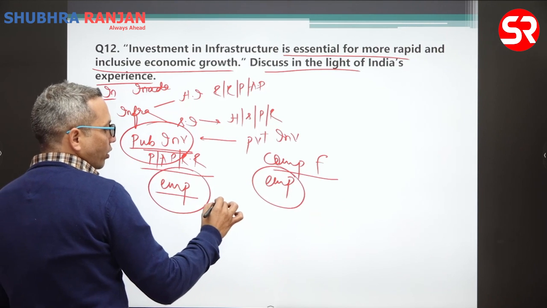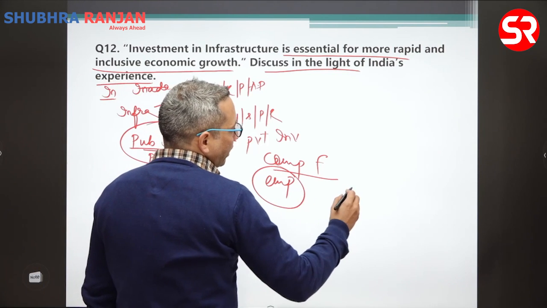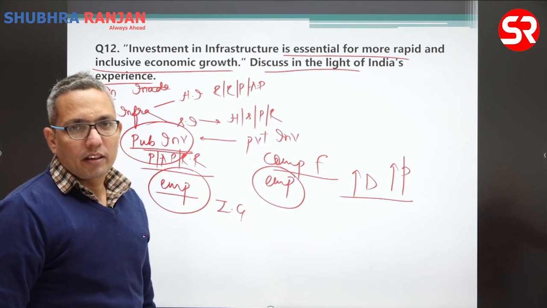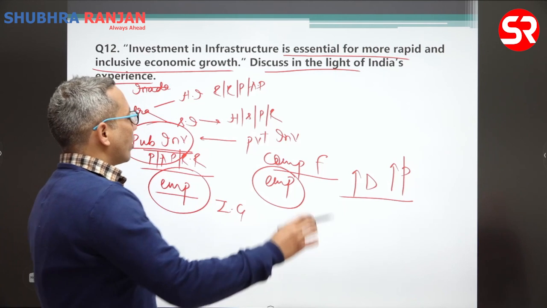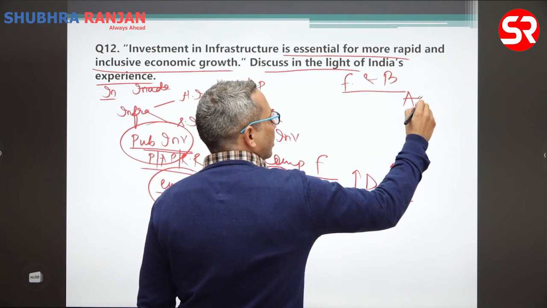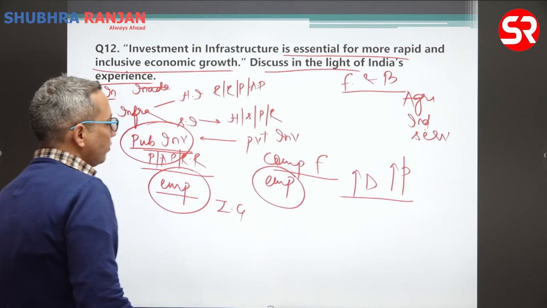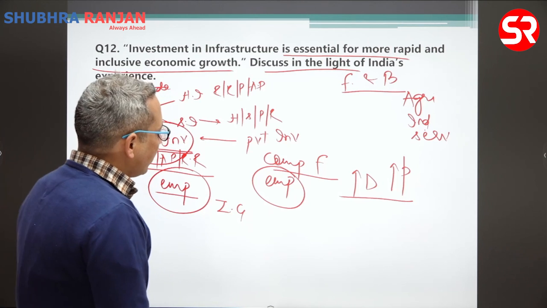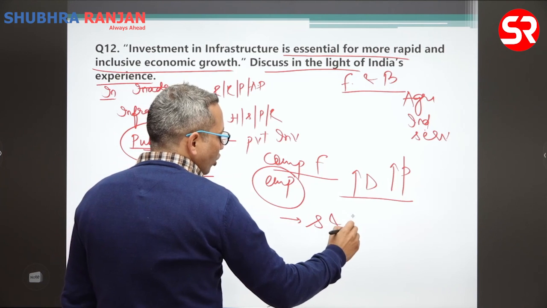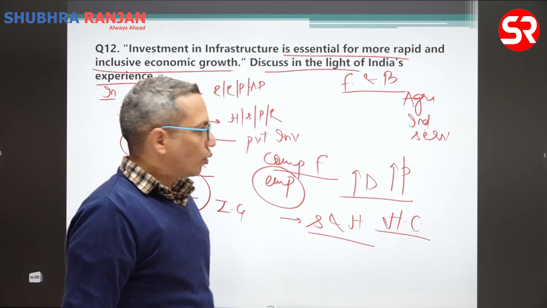And because of these employment opportunities, we get inclusive growth. Moreover, because of this employment growth, there is increase in demand and further increase in production. That is how infrastructure is contributing. Then infrastructure has huge forward and backward linkages with agriculture, industry, and services. Then because of infrastructure, there will be development of schools and hospitals, which will help in contributing to human capital, which will also help in inclusive growth.